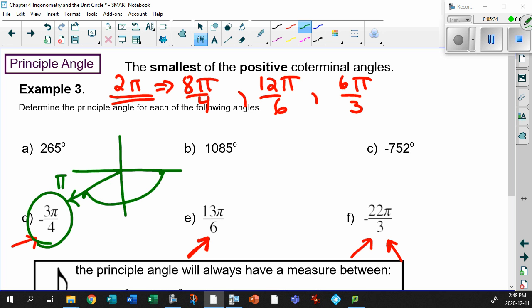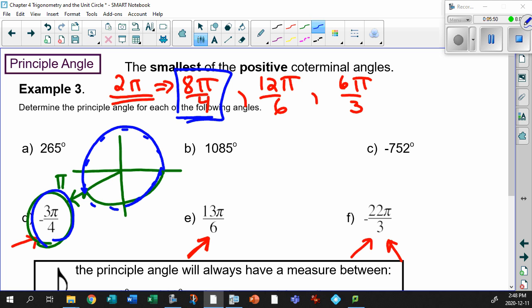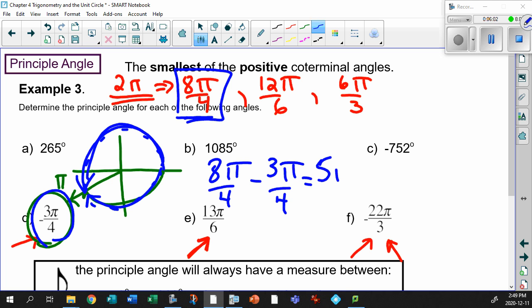Okay, so I got a question for you. Then what's left? Think about quarters. If you're starting here, you want to go to here. Well, all the way around is 8 pi over 4. Take away the 3/4 pi that you have going back, and that gives you what's left of a positive angle. So 8 pi over 4 minus the 3 pi over 4 works out to be 5 pi over 4.